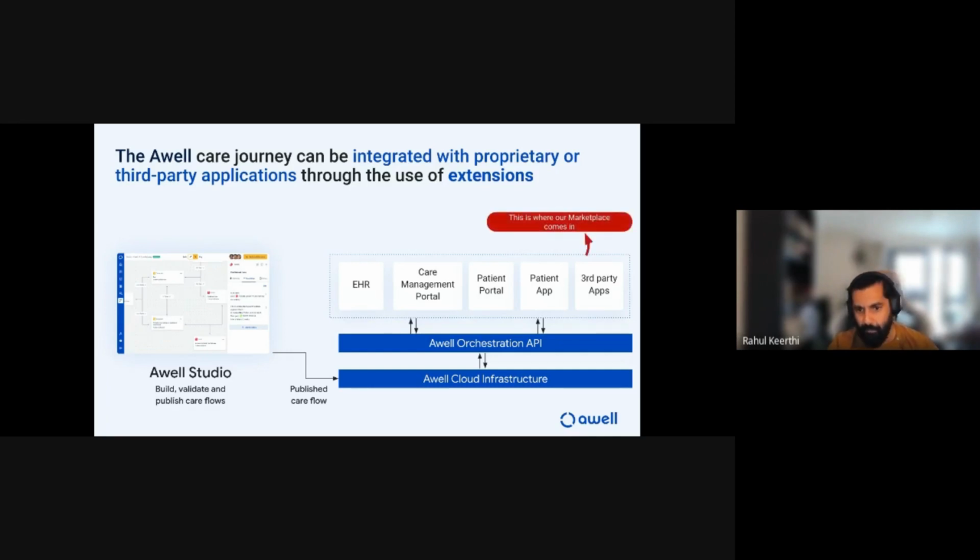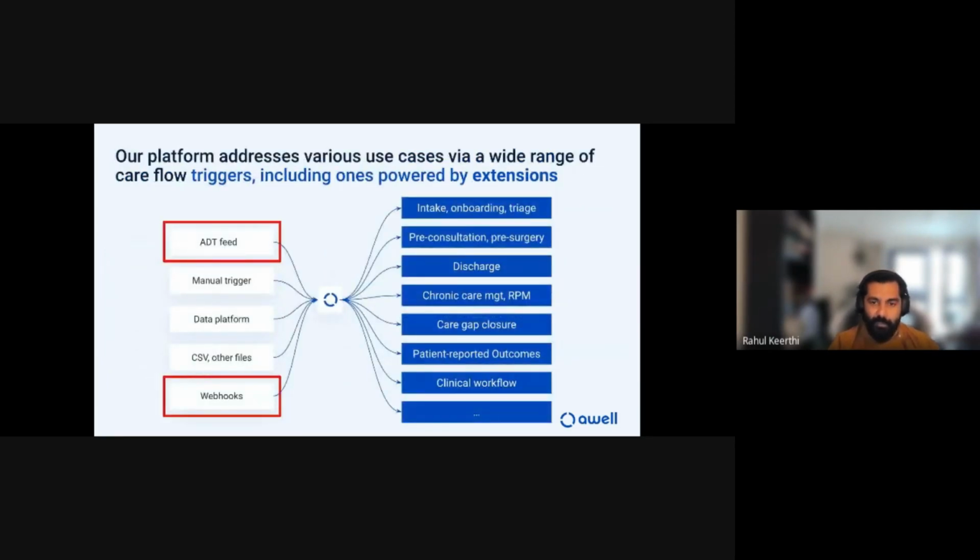So the marketplace comes in with this interaction layer. So where our orchestration API, which runs the care flow, needs to go and essentially pull or push data out to your own applications or third-party applications. Obviously, there's a wide variety of use cases, and also, to address these specific use cases, whether it's in a specifically clinical or just in a very generic way, there are loads of third-party tools out there.